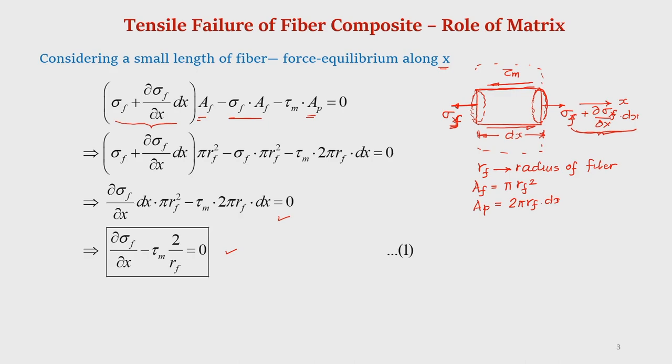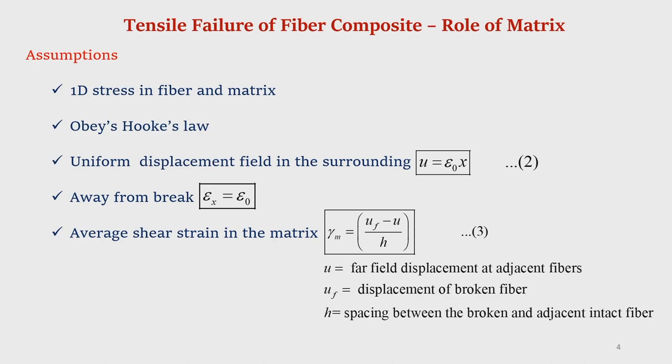Now, we make certain assumptions. The assumption is that it is one dimensional stress strain. That means sigma is equal to E into epsilon, and of course it obeys Hooke's law, that means linearly elastic. And uniform displacement field in the surrounding given by u is equal to epsilon naught into x, that I have already shown in the last figure. And away from the break, it is constant strain, epsilon x equal to epsilon naught.